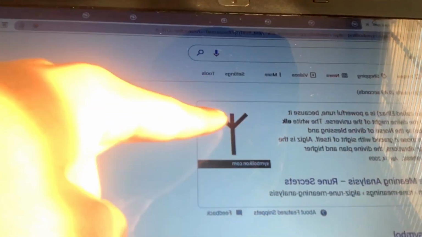You gotta know that. Now the Algiz, the original. Look, this is what the original symbol looked like right here. Boom. Or you could put a circle on it. Now look, this is what it says about the Algiz. The Algiz is a powerful rune because it represents the divine might of the universe. The white elk was a symbol to the Norse and the divine blessing and protection to those it graced with the sight of itself. Algiz is the rune of higher vibration, and I'm gonna get to why it's higher vibration in the divine plan and higher spiritual awareness.